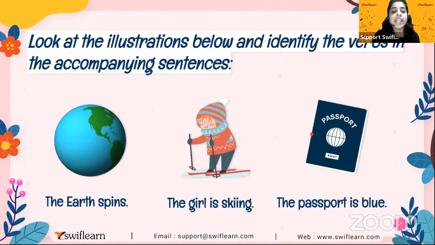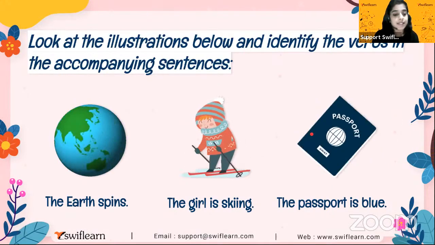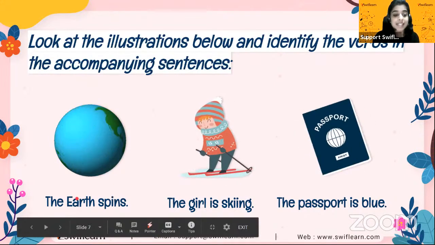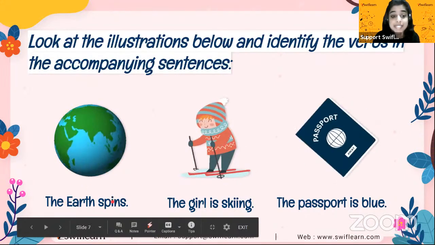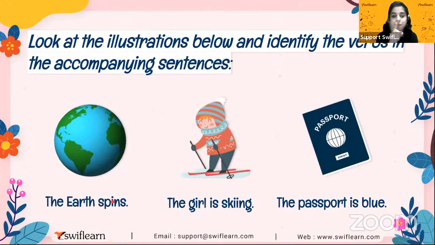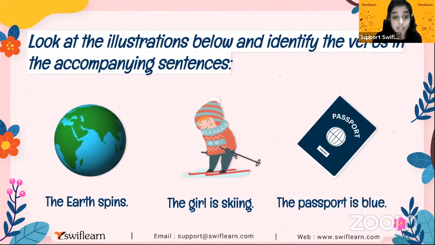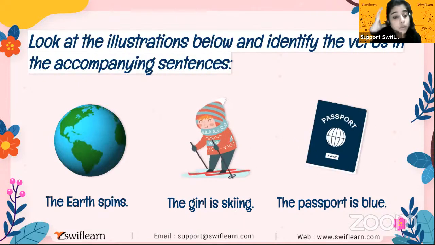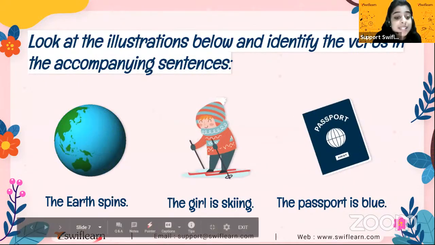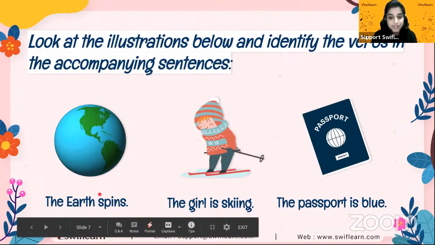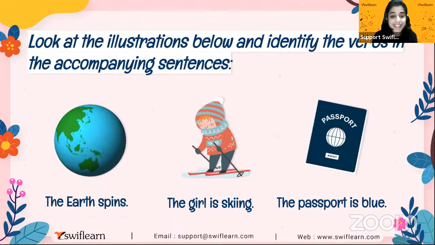Now identify verbs in the sentences. First sentence, read with me everybody. The earth spins. As you can see, the earth is spinning. So when the earth is spinning, it is also doing an action, right? It is also doing something. So spins here is the verb. I hope you all know that.